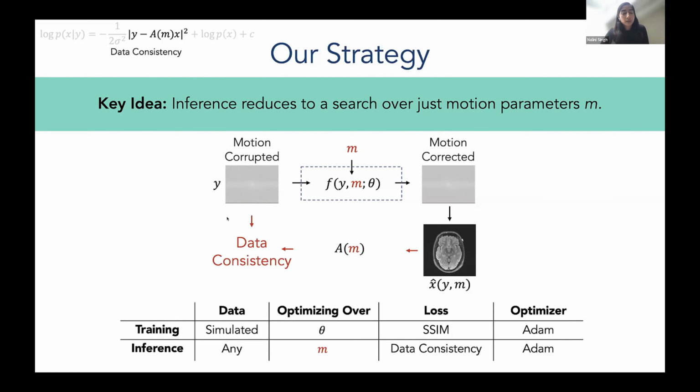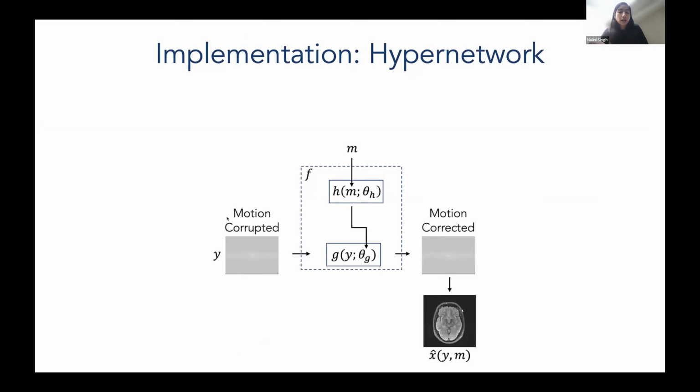In practice, the way we implement this network is with a hypernetwork. And so what this means is that our network F is actually comprised of two networks. We have the hypernetwork H, which takes as input just the motion parameters M. And then H produces the weights theta G of another network G. And G is the thing that does the reconstruction. So at a high level, you can think of this as H is producing sort of a motion parameter specific reconstruction function, which is then used to do the reconstruction.